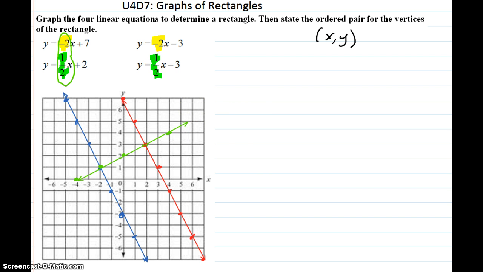And then our last equation, y equals 1/2 x minus 3. So go down to negative 3, up 1 over 2, up 1 over 2. And let's graph that line.